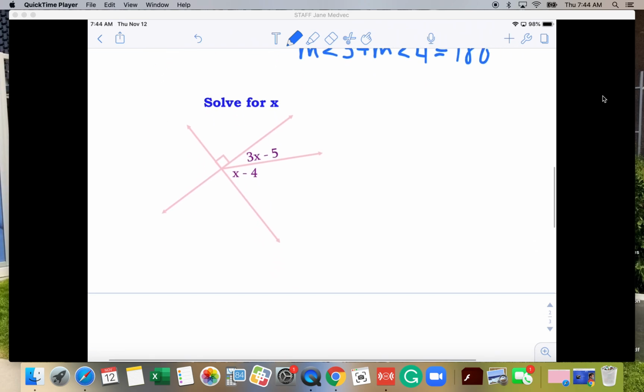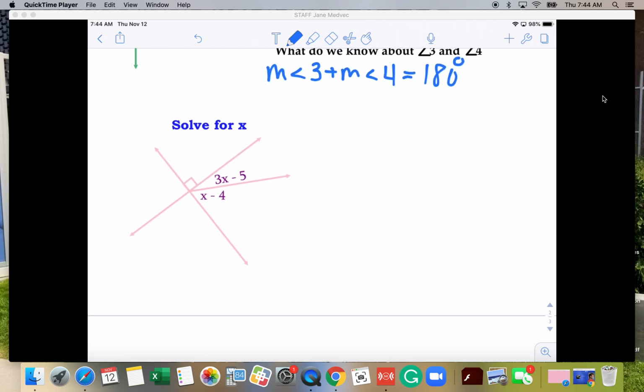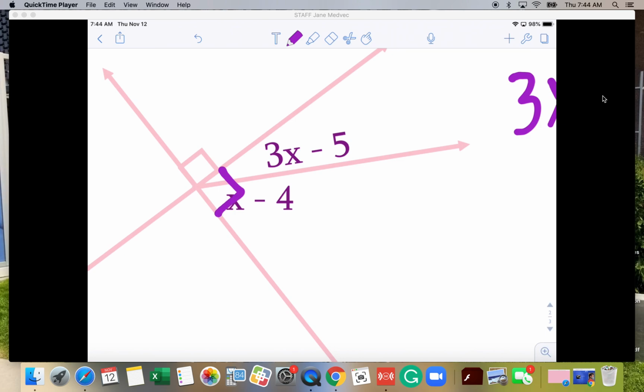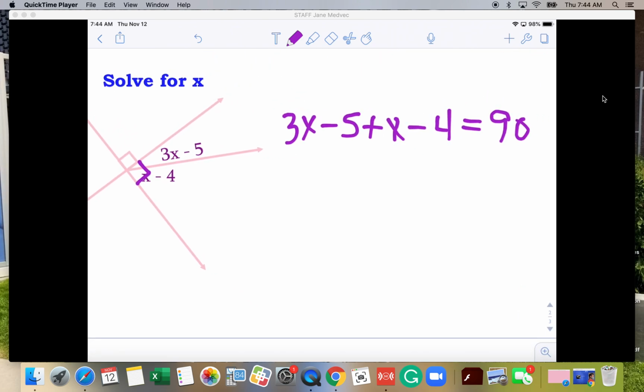Let's go ahead and look at some algebra with perpendicular lines. Notice that in this picture, I have that little square right there, and that means that I've got perpendicular lines. Because I know that, 3x minus 5 plus x minus 4 is going to give me 90 degrees. So I'm making this relationship that this is also 90 degrees. Because it's 90 degrees, I can add them together and set them equal to 90. Now I'm going to combine like terms and solve this algebraically.